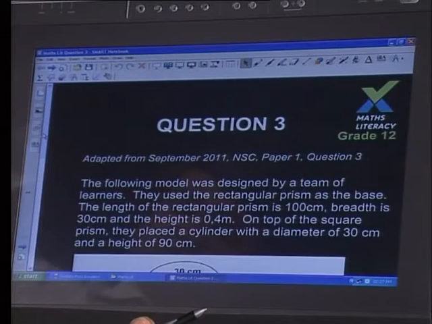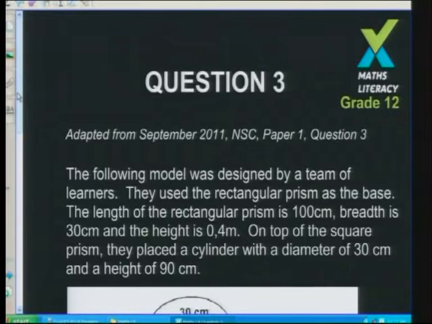The following model was designed by a team of learners. They used the rectangular prism as the base. The length of the rectangular prism is 100 centimeters, breadth was 30 centimeters, and the height is 0.4 meters. On top of the square prism, they placed a cylinder with a diameter of 30 centimeters and a height of 90 centimeters. My giddy aunt, that is so much information to read and get into your mind. It's a nightmare.